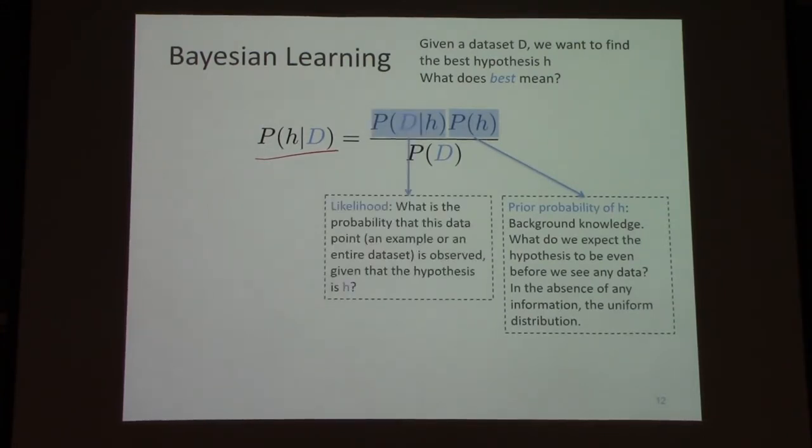The likelihood here is what is the probability that the data set, there's a mistake here, it should not be data point. Think of this for now as the entire data set.